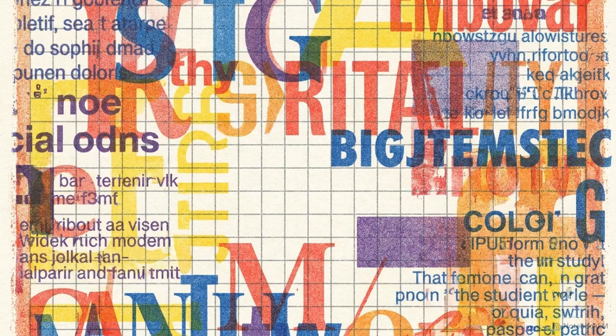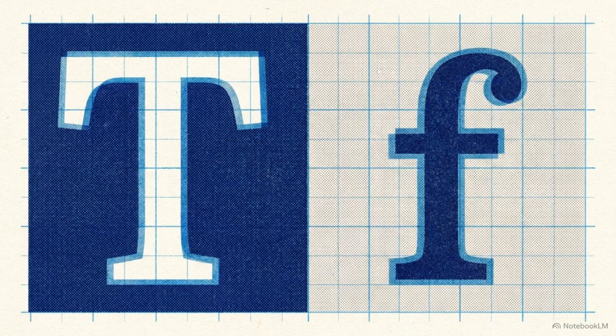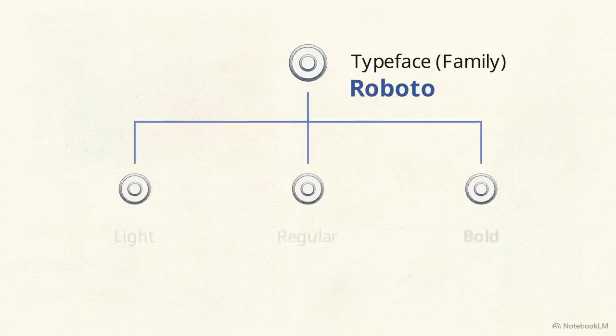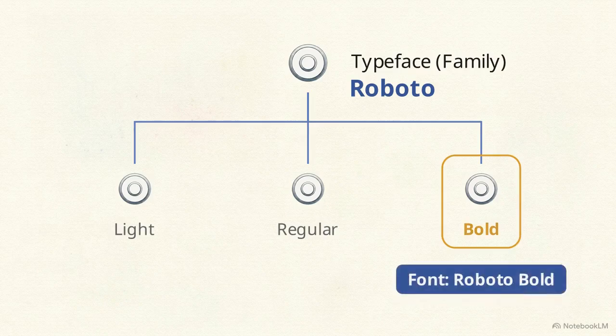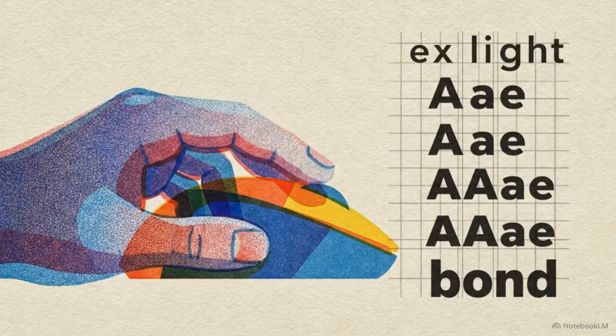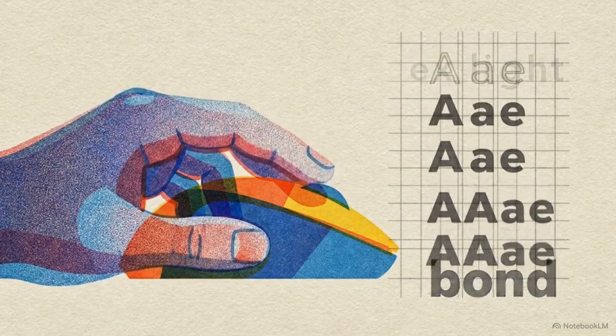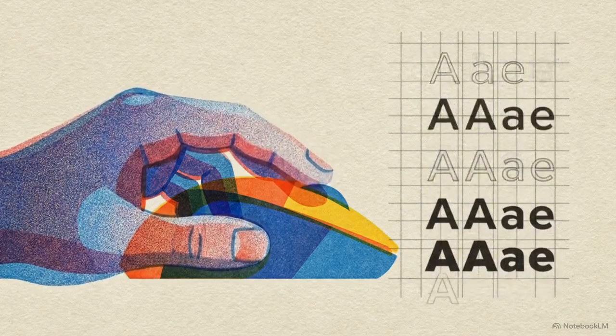Before you can arrange text effectively, you need to understand the tools you're using. That starts with clearing up a major point of confusion: the difference between a typeface and a font. Think of a typeface as the overarching design of letters. It's the parent family. For example, Roboto is a typeface. A font is one specific version of that design. If Roboto is the family, Roboto Bold is the specific font. Learning this distinction allows you to organize your design files and make more precise styling choices as you build your layout.